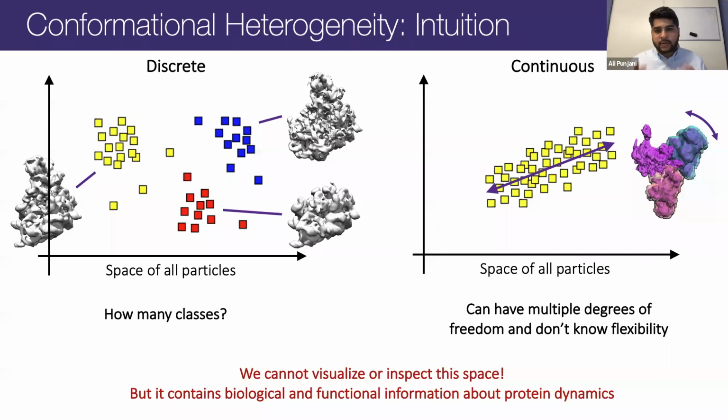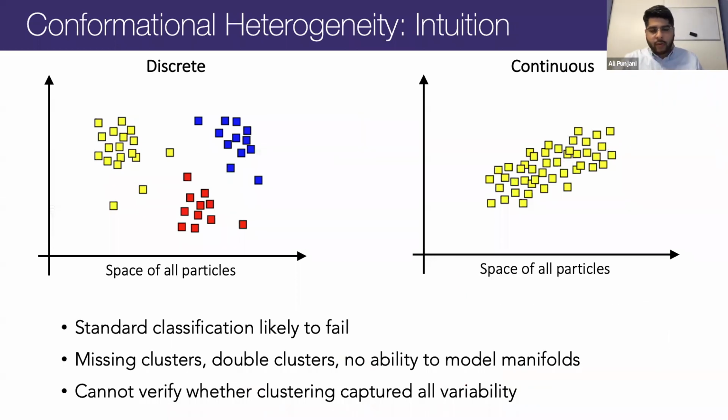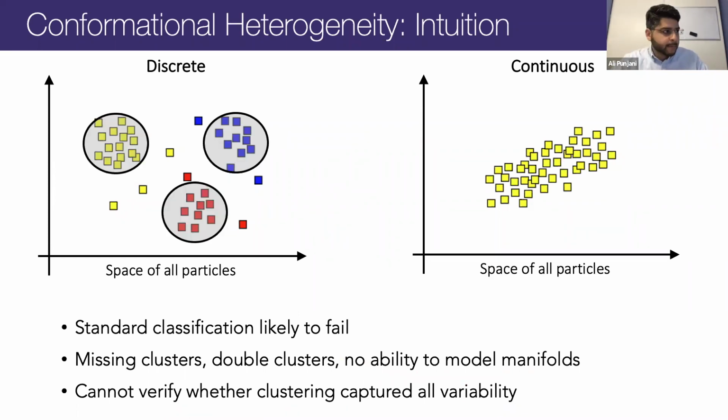And so with the tools that we have at hand so far, we can't really work perfectly well in either of these scenarios. For example, if we use standard 3D classification or heterogeneous refinement techniques, in both scenarios we're likely to not do very well. On the discrete side, we would hope that if we run, let's say, 3D classification with 3 classes, we might find these 3 clusters. But in practice, we know from experience, and anyone who's tried heterogeneous classification knows, that every time you run classification, you may get a different result.